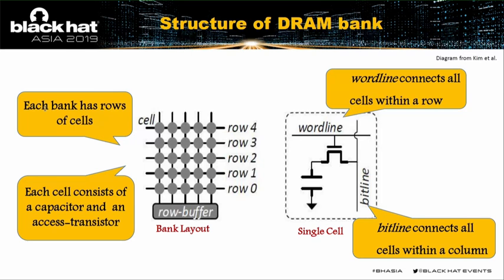On the right side of the picture, we can see that each bank has rows of cells, and each cell consists of a capacitor and an access transistor. The word line collects all the cells within a row, and the bit line collects all the cells within a column. Both the word line and bit line have a direct impact on how memory access is performed.